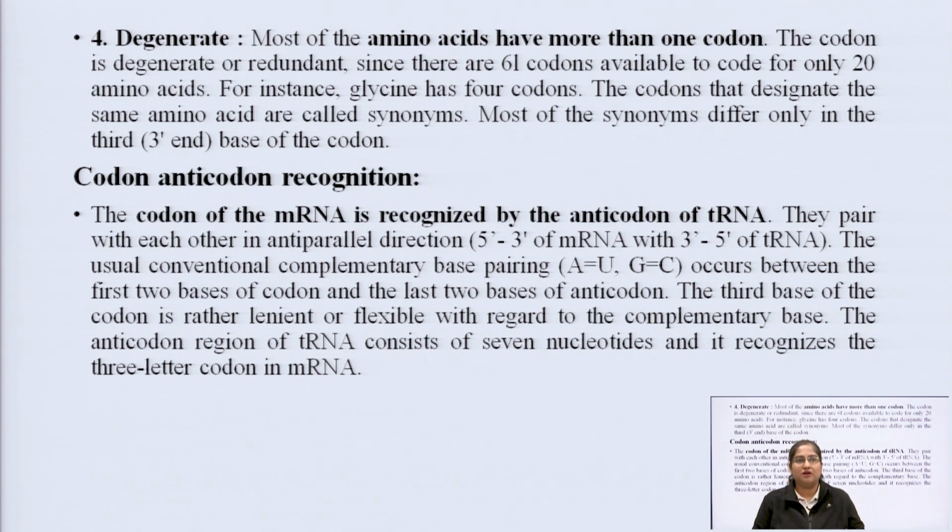We know the general rule that A, that is adenine, will pair with uracil, and guanine will pair with cytosine. So, adenine is double bonded with uracil, whereas guanine is triple bonded with cytosine. So, the codon of mRNA is recognized by the anticodon of tRNA.